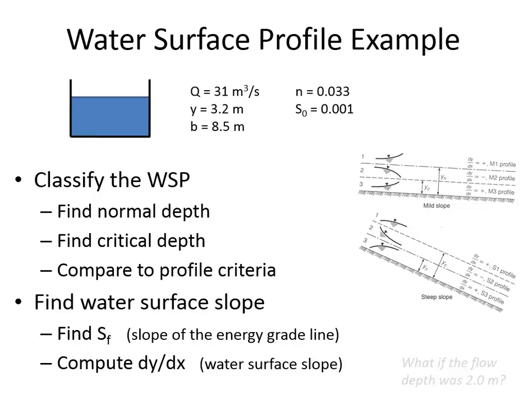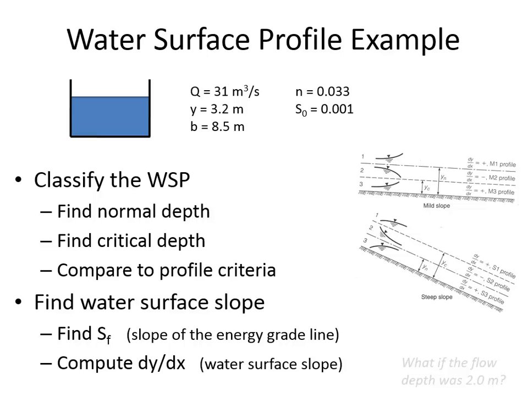When it was this way, we had an M1 profile. But what if y n is still going to be the same 2.717 meters, the flow depth is 2.0 meters, and the y c is 1.107 meters. What kind of a profile do we have then? That's right, it's an M2.